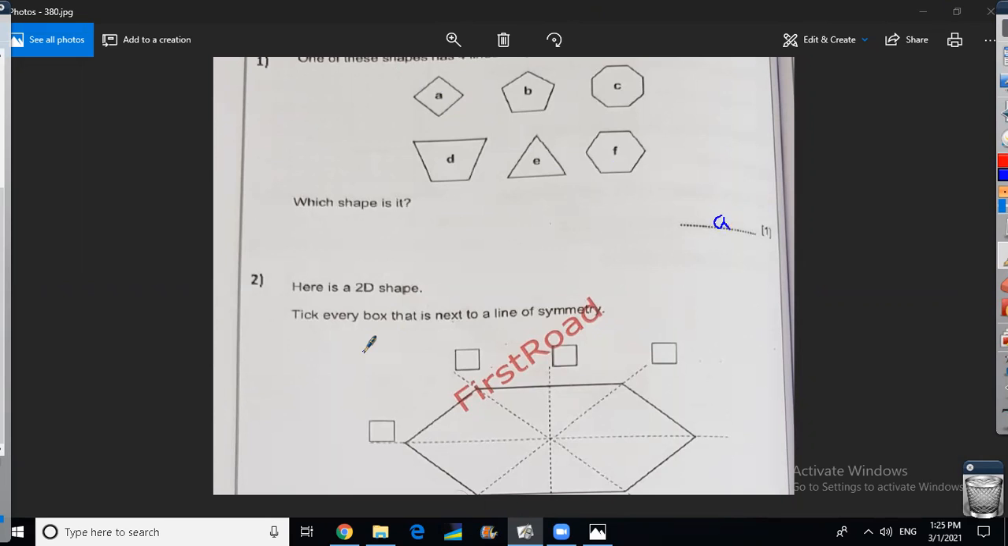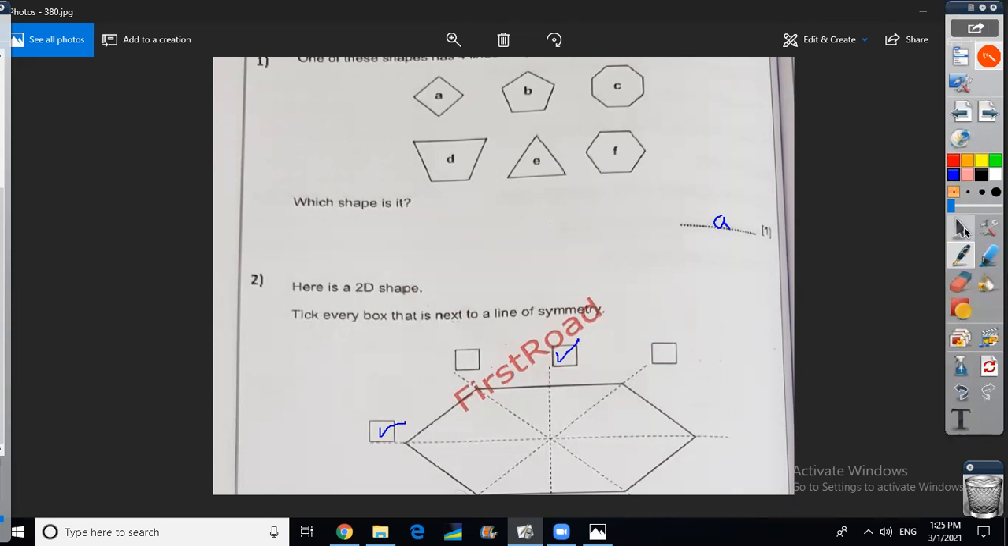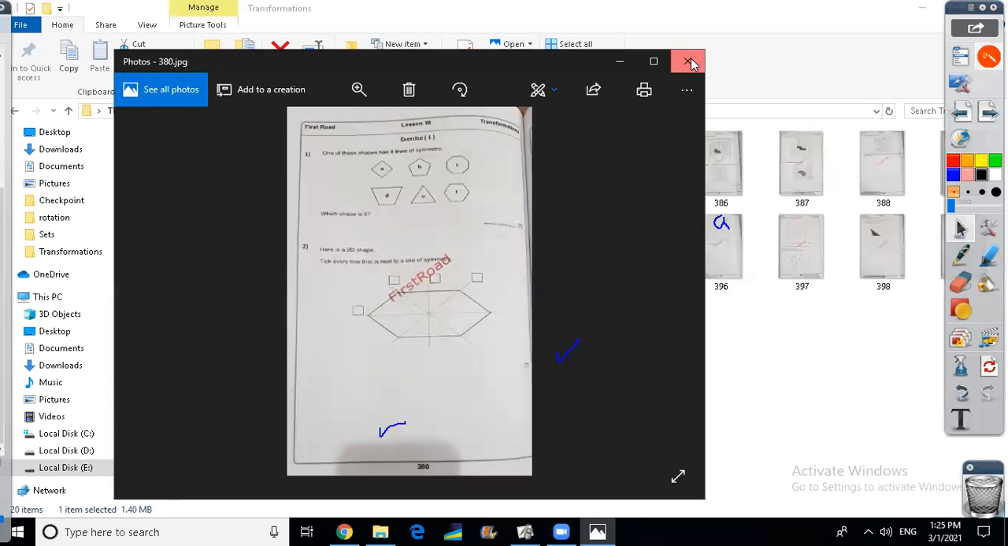All right, the next question here says, which of these lines of symmetry, tick every box that is next to a line of symmetry? This is a hexagon. And if you watched that video, you will remember now that the hexagon has only 2 lines of symmetry. One is vertical and one is horizontal. These are not lines of symmetry, they're diagonal. All right, and this is the first page. That was fast.